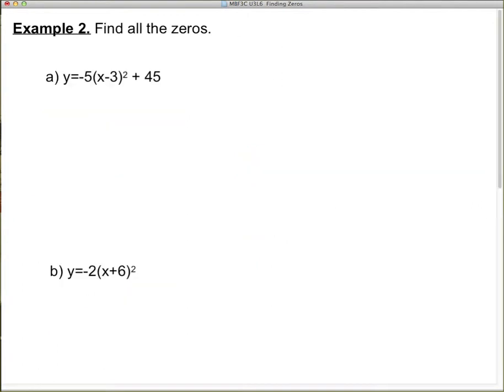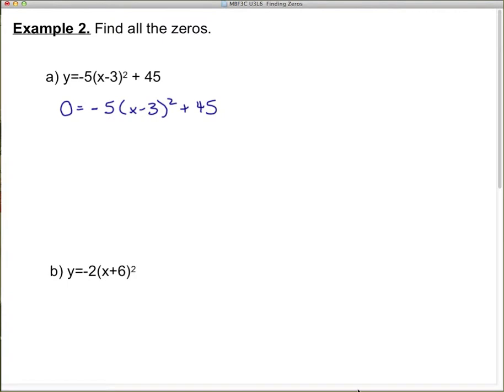Now, there's two more examples to go through here. I would suggest that you put me on pause and do it yourself, but I'm just going to blow right through them very quickly here. I'm going to start by putting 0 in where y is. I'm following those 5 steps. The first step said put 0 in where y is. (x - 3) squared plus 45.